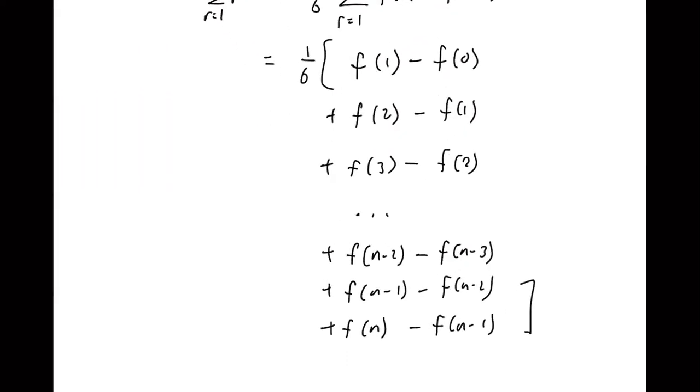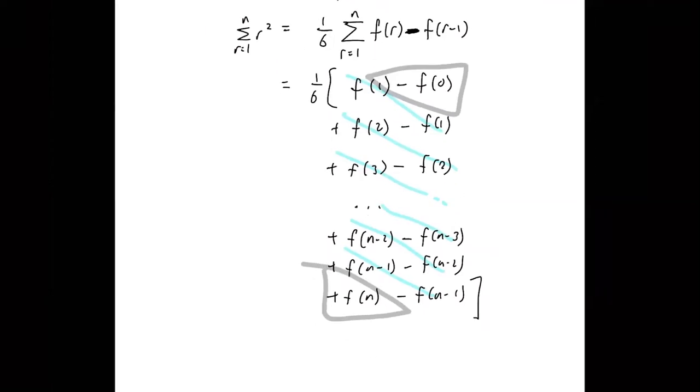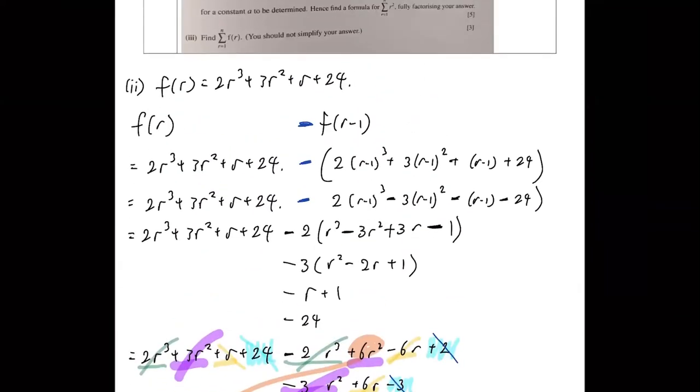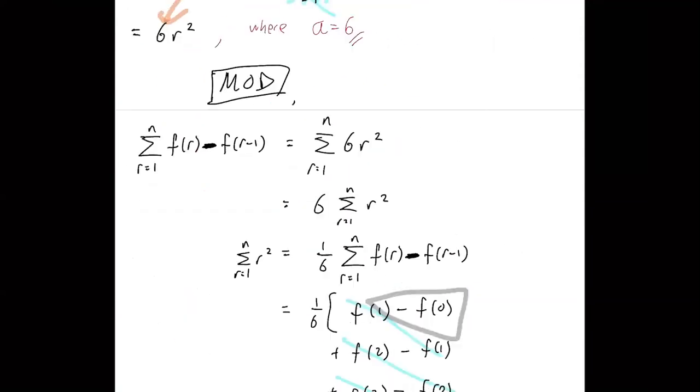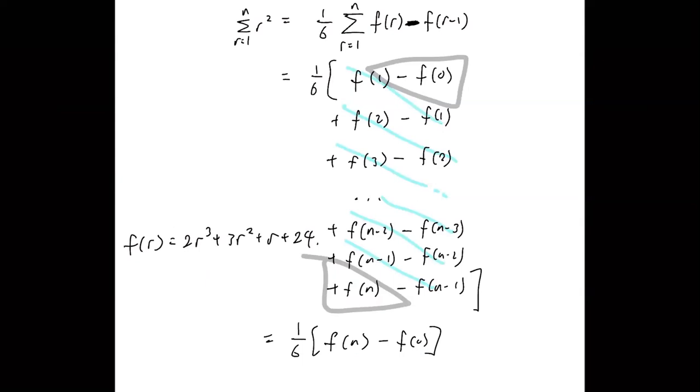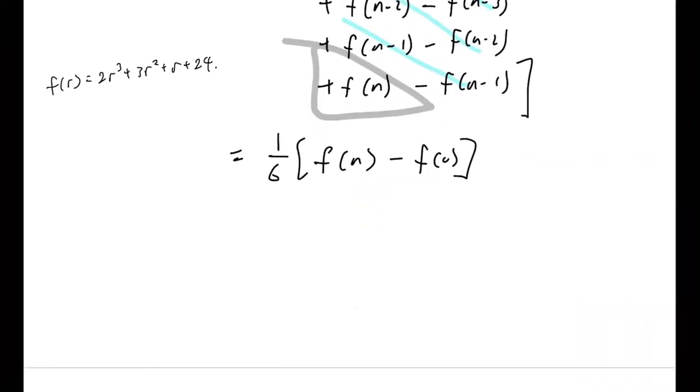Anything to cancel? Yes. Oh, my square bracket. Let me just put it down there neatly. Then this and this and this and this and this and this cancel off. You're left with the top half and the bottom half. 2 terms. Sometimes can be more terms, especially when it involves three terms in the expression, but usually just 2. Not always. You'll end up with Fn minus F0. But wait, what's Fn? What's F0? We already have an expression for F. Right over here, Fr equals 2r cubed plus 3r squared plus r plus 24. So that means I can just replace my r with n, r with 0. Sub in, what do you get?